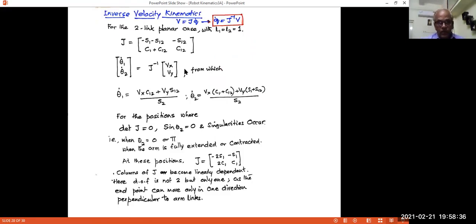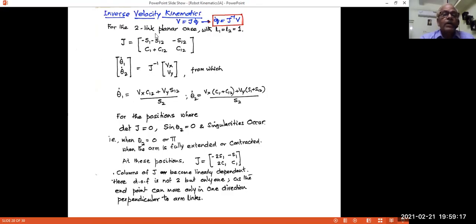Now, at this point, we'll also introduce the topic of inverse velocity kinematics. What is inverse velocity kinematics? You just now saw that V is equal to J q dot. Given the joint variable velocities, you can obtain the endpoint velocity vector. Given the endpoint velocity vector, multiply that by the Jacobian inverse, J inverse, and you will get the joint velocities, theta 1 dot, theta 2 dot, d3 dot, etc.